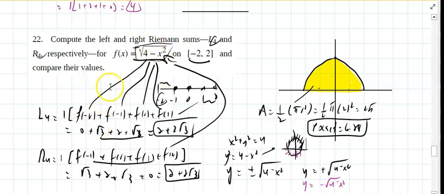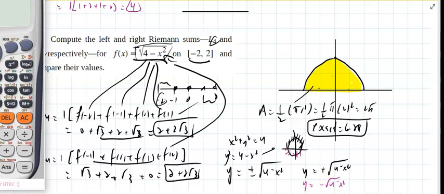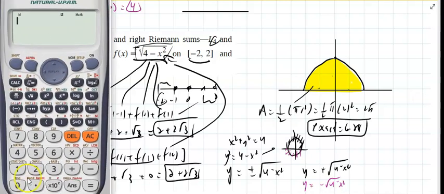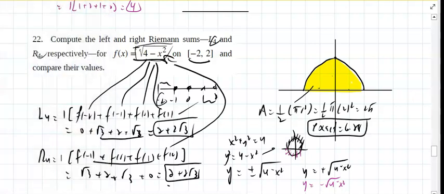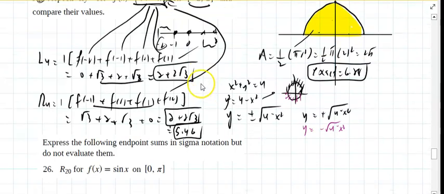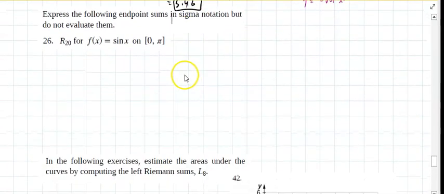And if I take 2 plus 2 radical 3, we're getting 5.46. So you could see we're slightly off, but that's a good approximation. That's, with 4 subintervals, that's pretty good.